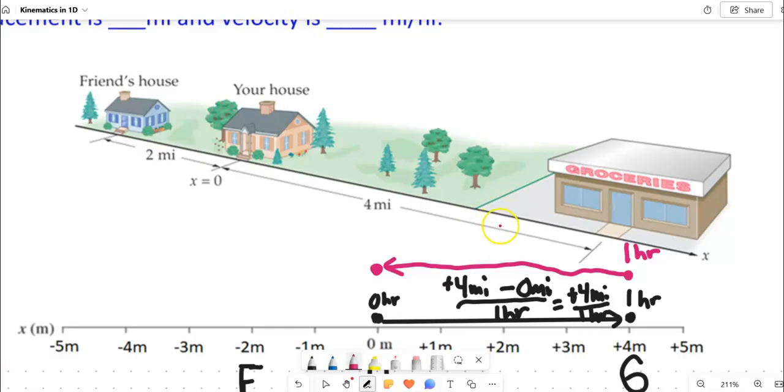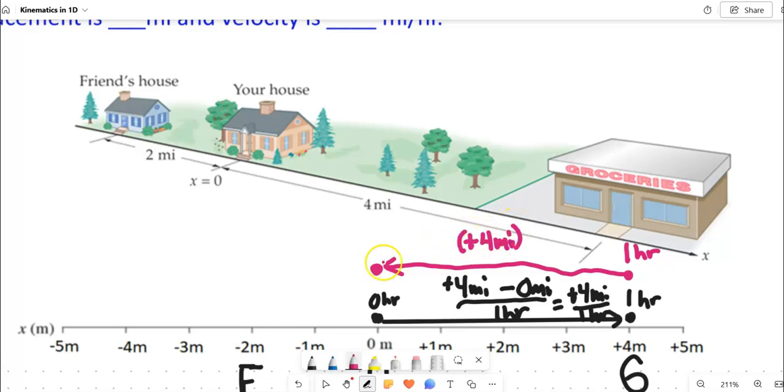And that means your starting position is the positive 4 miles. I suppose 4 miles in 1 hour is pretty quick. I don't know. I try not to exercise unless I'm being chased by something.